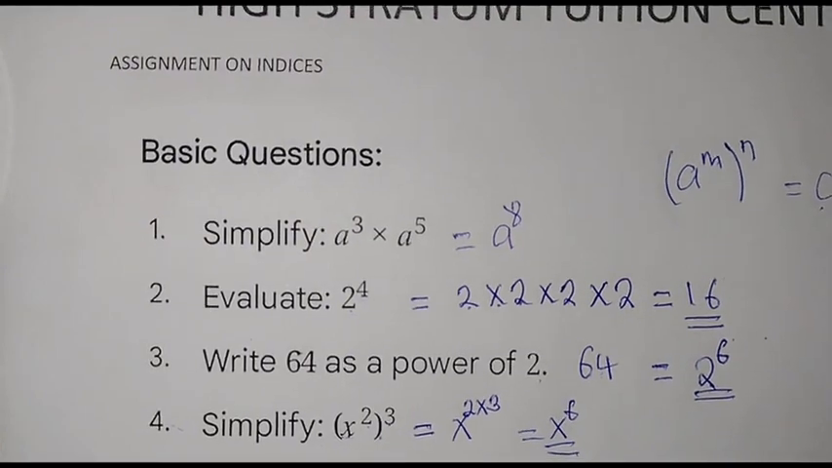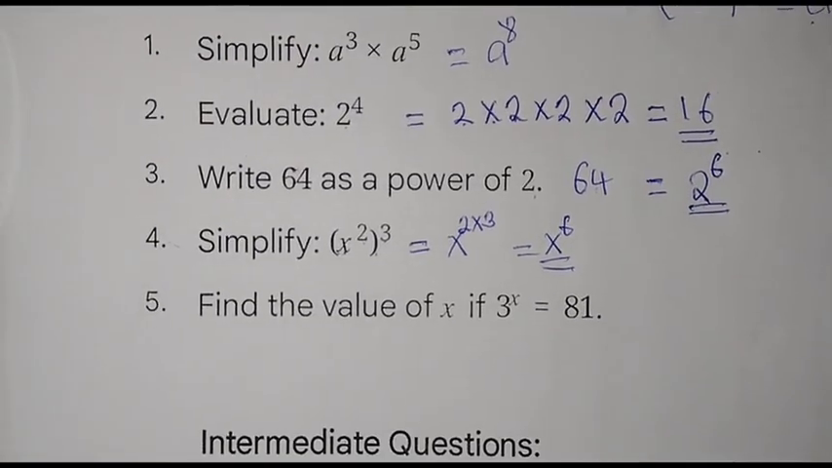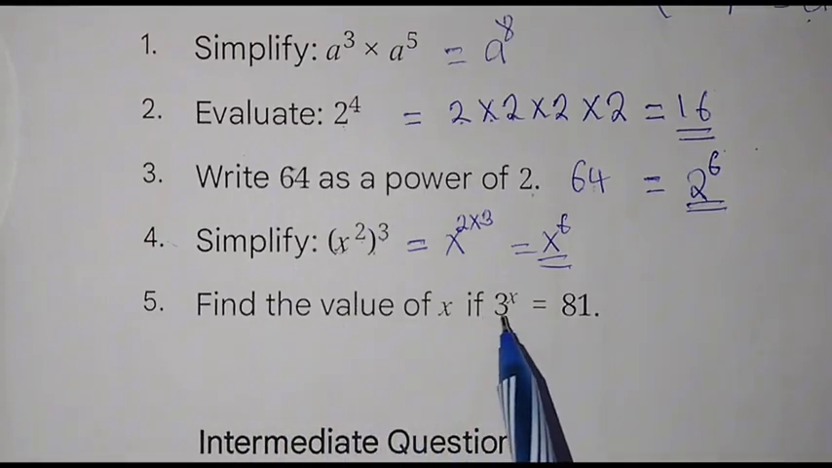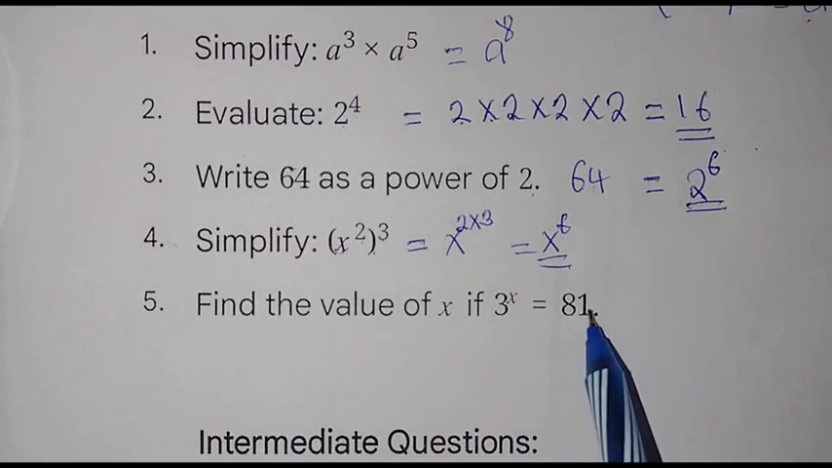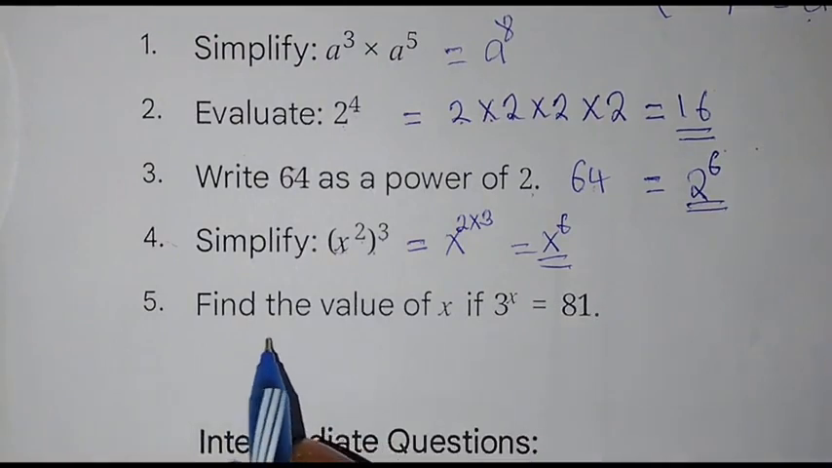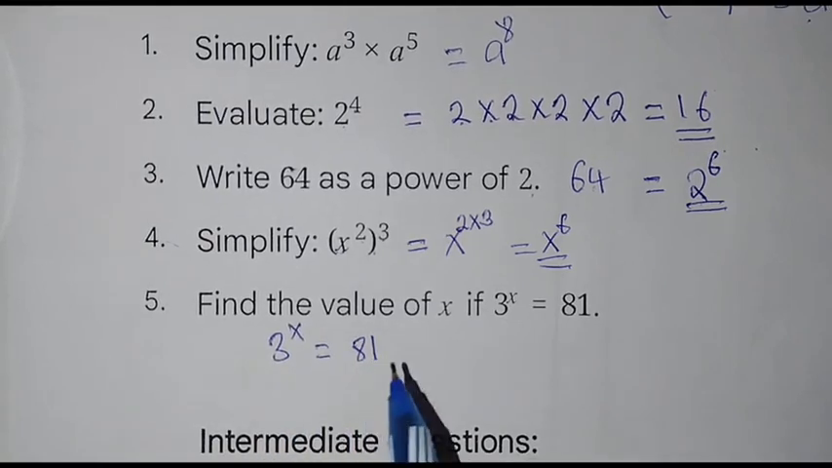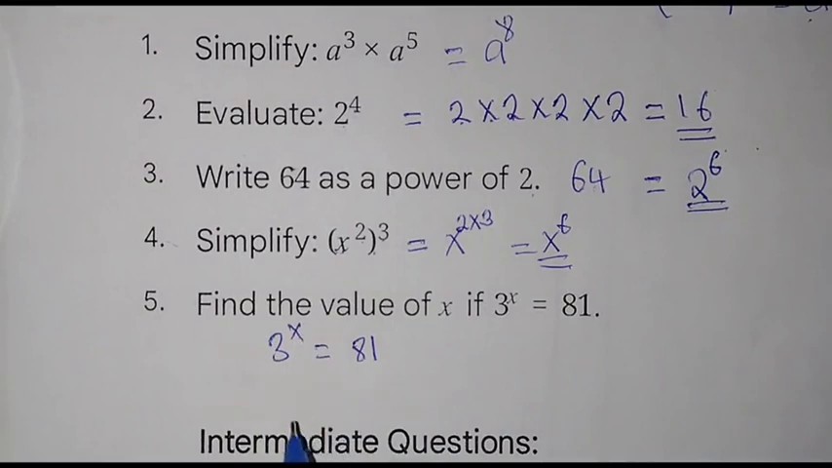Let us now look at our question 5. So here is our question 5. So find the value of x if 3 power x is equal to 81. So what we are going to write is 3 power x is equal to 81. So we need to find the value of x. So what are we going to do? The base here is a 3.